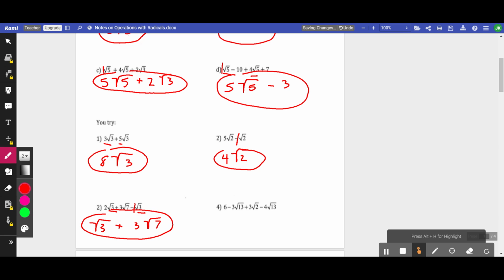And then on this next one here, you have 6 minus 3 square root of 13 plus 3 square root of 2 minus 4 square root of 13. So the only thing that can go together here are your square roots of 13. It doesn't really matter what you have first. I'll just bring down the 6 to start. And so the 6 can't go with anything because that's your only constant there, like the number by itself. So then these square roots of 13 can go together. So negative 3 square root of 13 minus 4 square root of 13. So negative 3 minus 4, that'd be negative 7 square root of 13.